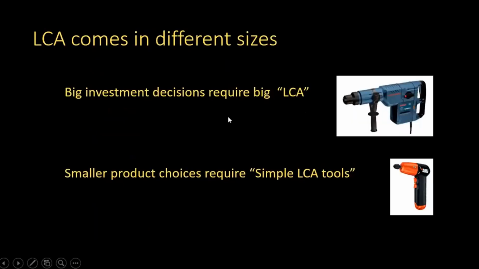LCA comes in different sizes, and so there are different tools that you would use at different sorts. So for big investment decisions, you need big LCA. So if the government is going to ban plastic bags, they would commission a very substantial study. If you're trying to make an internal choice about choosing between 2 or 3 packaging materials for one of your packaging products, that's a much smaller choice, and you can use a much smaller LCA tool.